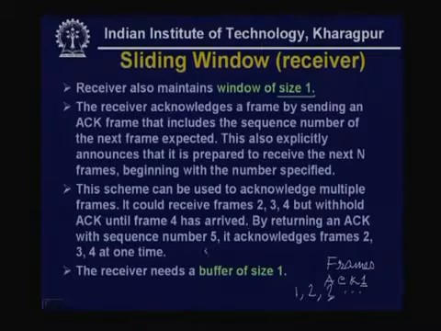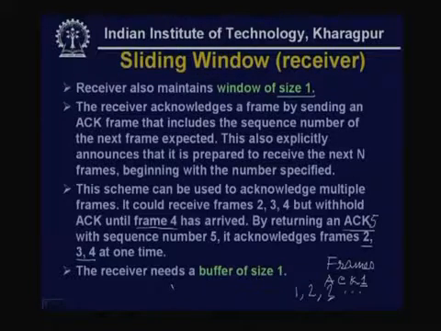And how can it be done? Let us see. Suppose it has received 3 frames 2, 3 and 4, but withholds acknowledgement until frame 4 has arrived. Now, by returning an acknowledgement like ACK 5 with sequence number 5, it acknowledges frames 2, 3 and 4 at one time. That means, by sending a single acknowledgement ACK 5, it serves the purpose of acknowledgement for 3 frames, namely 2, 3 and 4, and obviously the sender will now transmit frame 5.